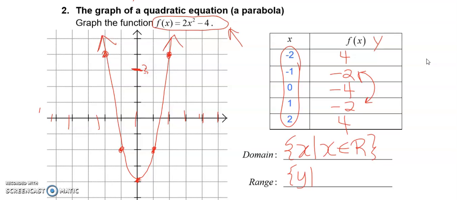Okay, now are there any points on that parabola that have a y value of 3? Well, yes, there are. If you look to the right, this point there has a y value of 3, and you can also look to the left. There's actually two y values of 3. So 3 is in your range. 2, same thing. 4, same thing. 5, 6, up to infinity. They all have a point somewhere on that parabola.